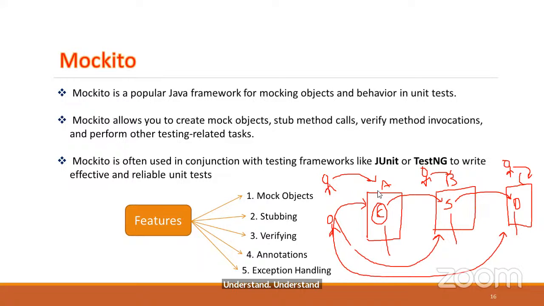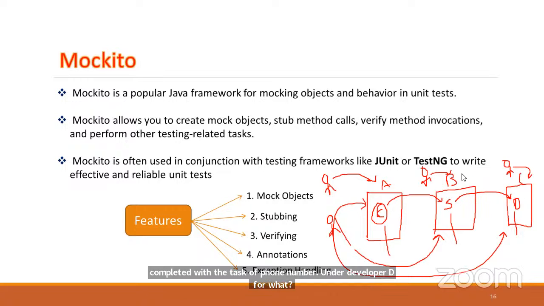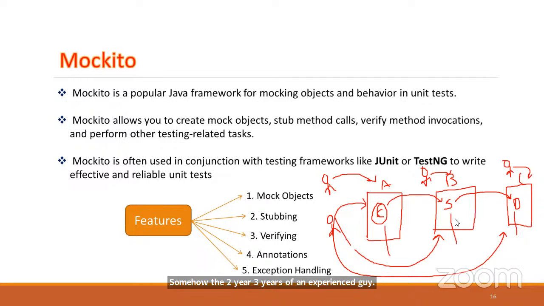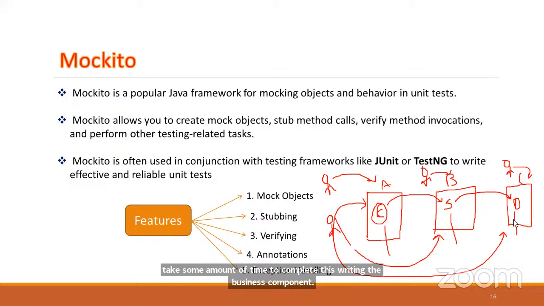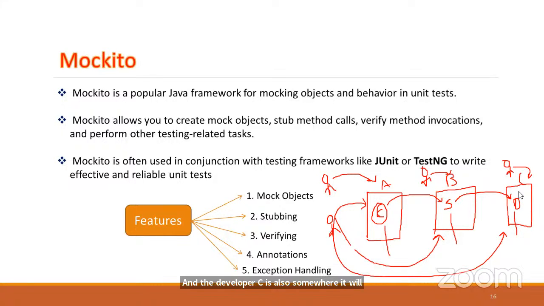So basically, these three subtasks are developed by three developers, sir. Developer A has completed his task; he is a senior developer, and he completed the task in 1 hour. And developer B, a guy with 3 years of experience, will take some amount of time to write the business component. And developer C will also take around 2 days.